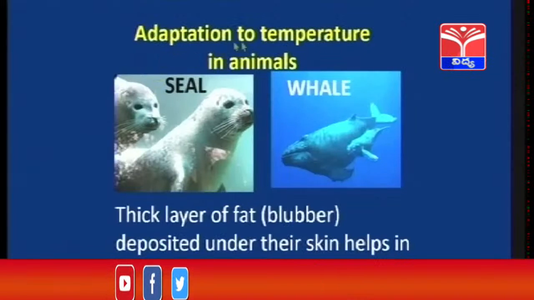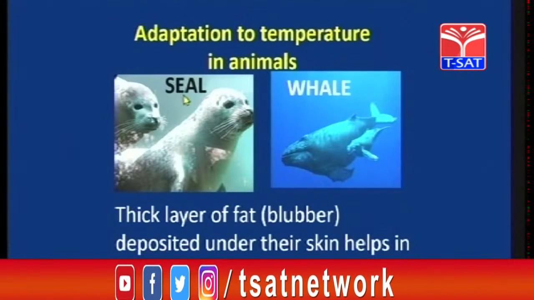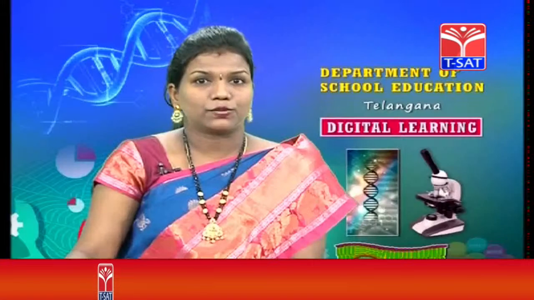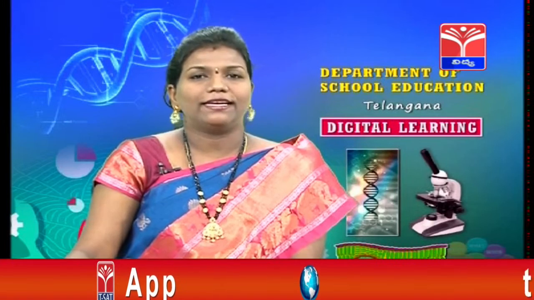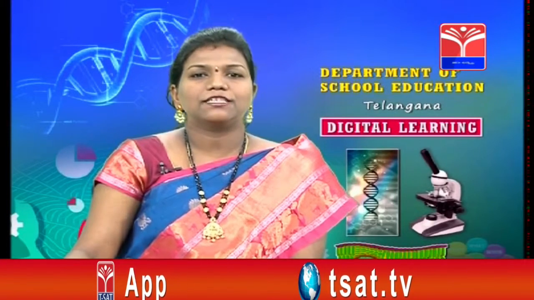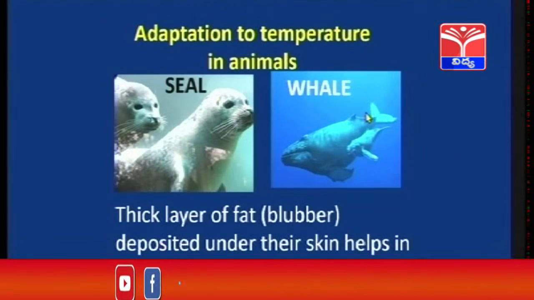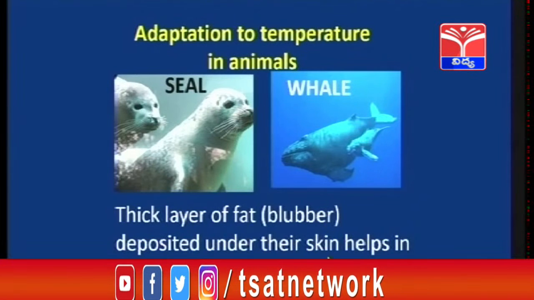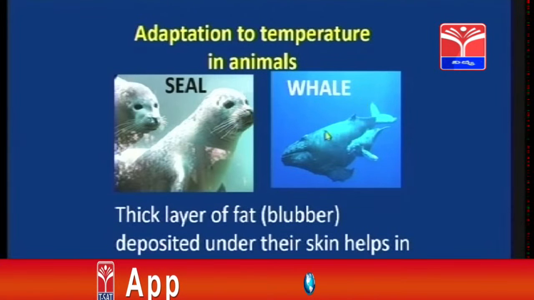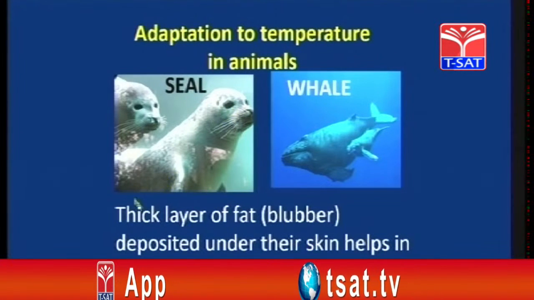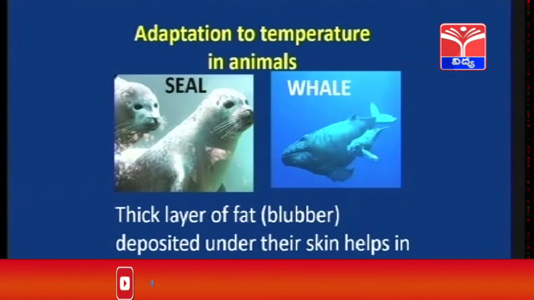Children, you can see adaptation to temperature in animals. Seal. Children, in the last session we have seen how seals will collapse their lungs and swim down, right, without any efforts. Now, children, the adaptations to temperature in animals, that is seal and whale. So, seals and whales have a thick layer of fat, that is blubber, deposited under their skin, which helps in producing heat and energy. So, the seals and whales have fat, that is blubber, deposited under the skin. This is making them produce heat and energy.